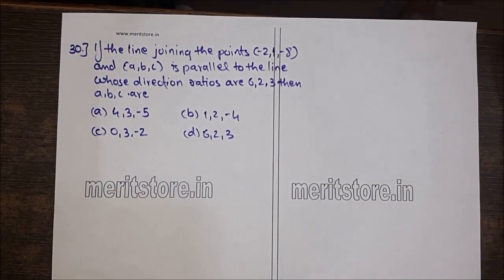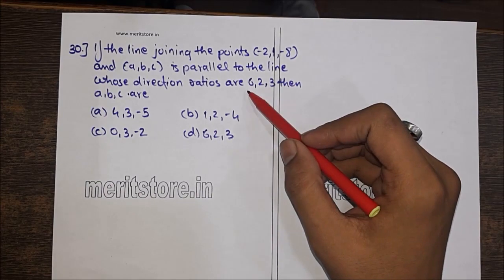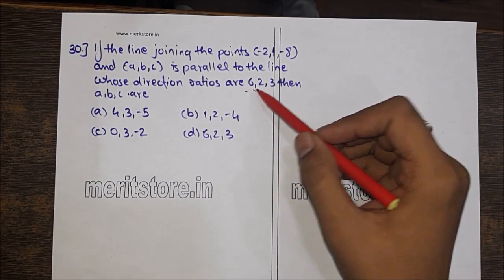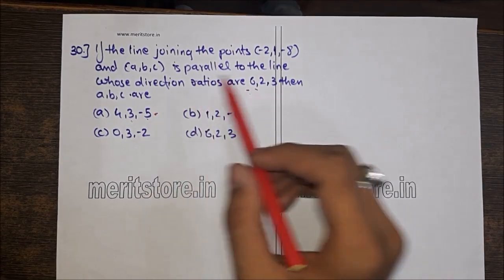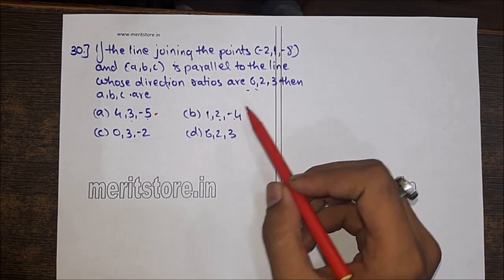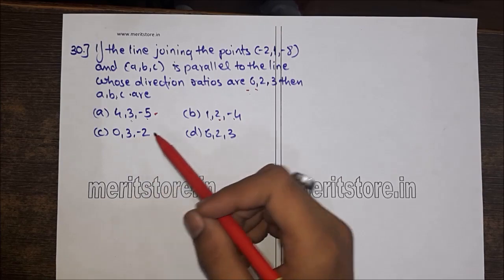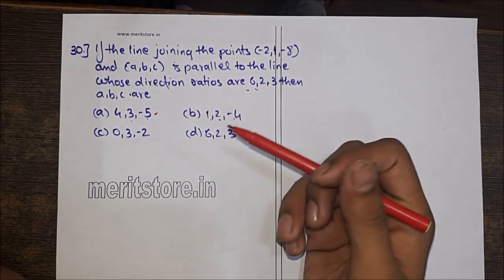If the line joining the points (-2, -1, -8) and (a, b, c) is parallel to the line whose direction ratios are 6, 2 and 3, then (a, b, c) would be: option A, (4, 3, -5); option B, (1, 2, -4); option C, (0, 3, -2); option D, (6, 2, 3).